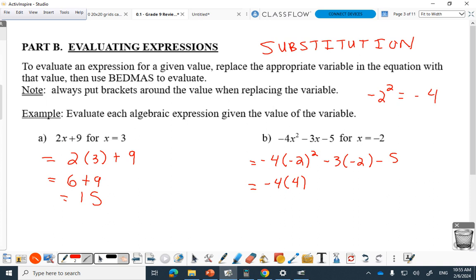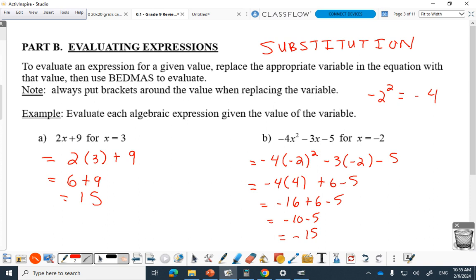BEDMAS exponents jump in and go, I'm going to square the 2 before you put the negative on it in this situation. That's why the brackets were so important. The brackets tell you, no, this is all one piece. Negative 2. And if you're going to square it, it becomes positive. The rest is BEDMAS. I'll write the steps. I get negative 15. We are going to deal a lot with squaring things this semester. Any questions about that one?